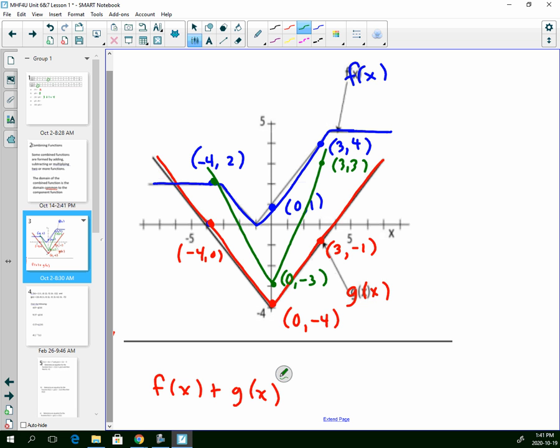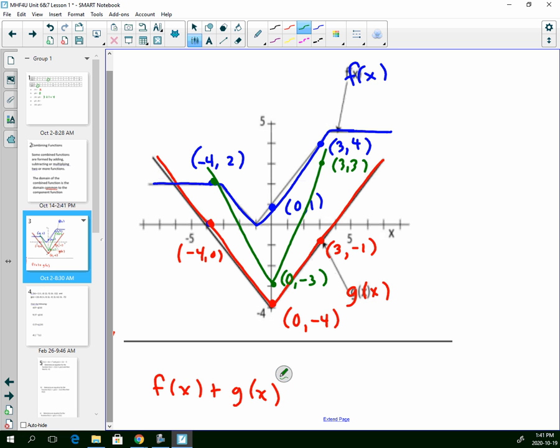So graphs are not as accurate, obviously, because you're sometimes estimating where the points are, but try to use points that are easy to read off the graph, okay? Always try to use a point on the y-axis, and then maybe a point or two on the right and a point or two on the left side, and then that's your best estimate.